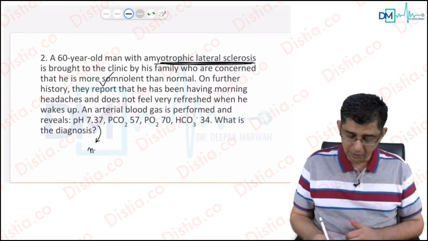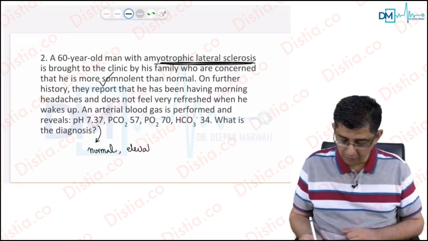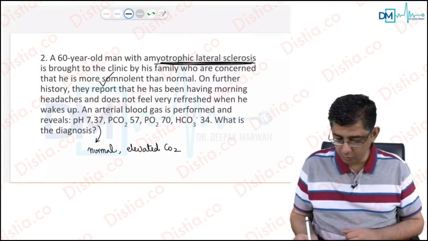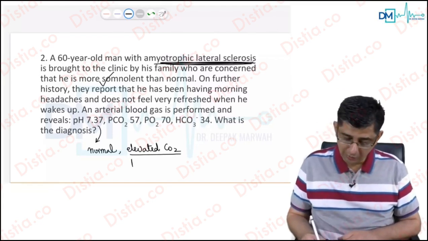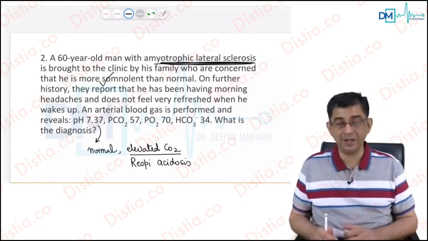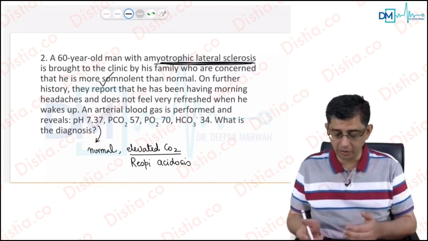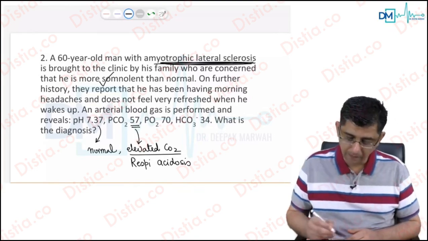The pH of this particular person is normal. The PCO2 of the patient is elevated. When you read elevated carbon dioxide, you know the fact that there is a respiratory component present in the patient. This patient is definitely having more carbon dioxide producing protons. So I'm writing the word respiratory acidosis as an interpretation of elevated CO2 of this particular person.